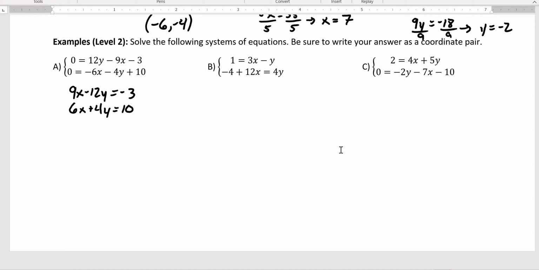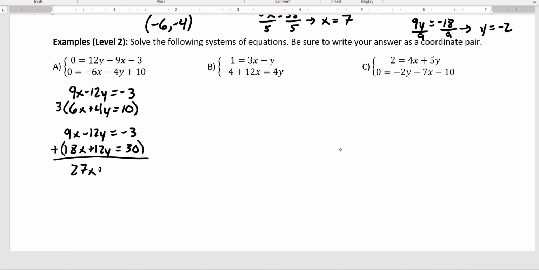I can multiply this bottom equation by 3. So the top equation wouldn't change: 9x minus 12y is negative 3. The bottom equation would become 18x plus 12y equals 30. And I would be subtracting these equations here. Oh wait, no, I'd be adding, wouldn't I, since this is a negative and a positive. So 9x plus 18x would become 27x plus 0 equals negative 3 plus 30, which would become 27. So that works out well.